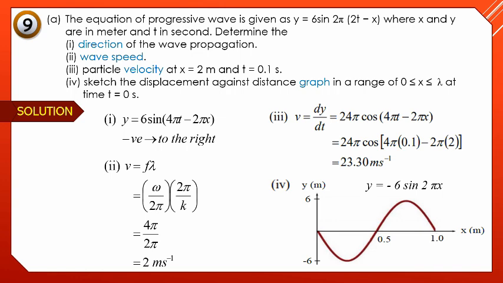To sketch the graph of displacement against distance, first we need to substitute the value of t, which is equal to 0. When we substitute the value of t inside the equation, we get the equation y equal to negative 6 sine 2 pi x. And we know that the lambda is equal to 1 meter. So the graph is the negative sine graph as shown.